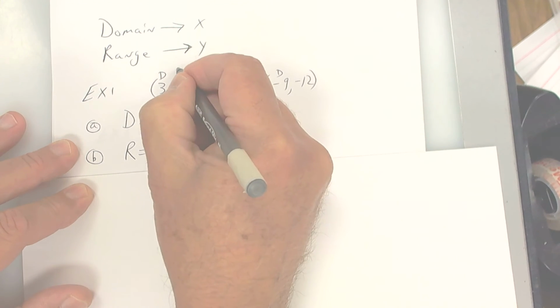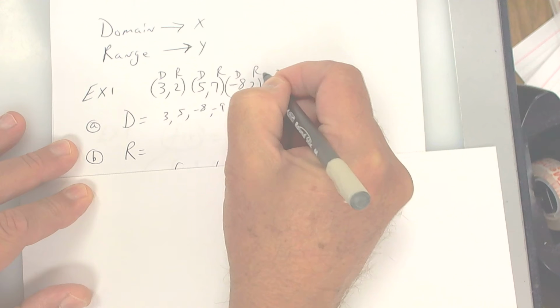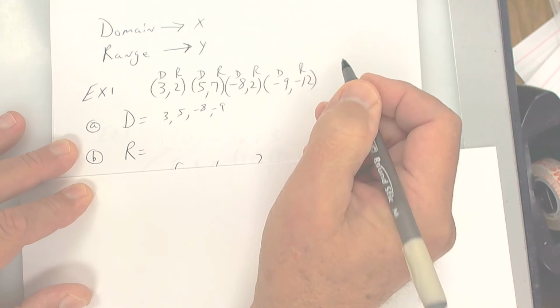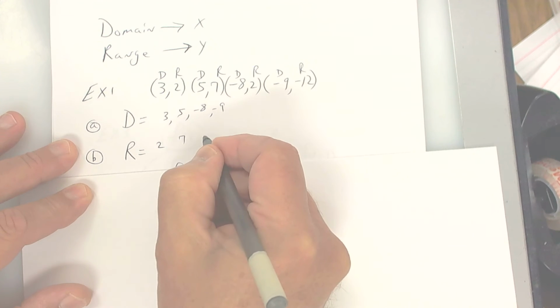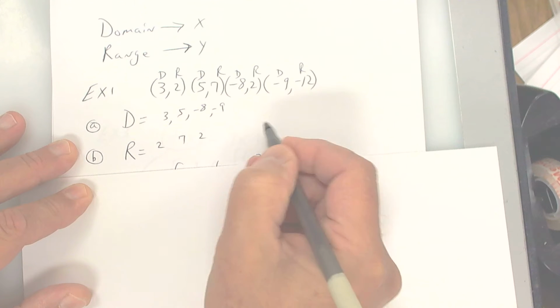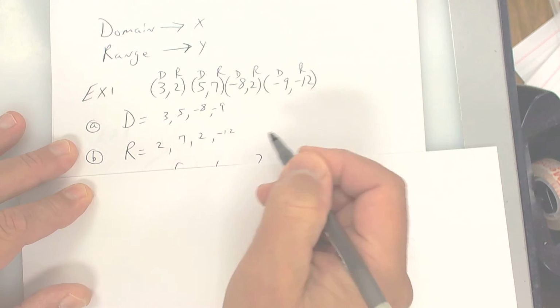And your ranges are all the y's. Real simple, okay? It's just terminology. So it's 2, 7, 2, and negative 12. Okay?